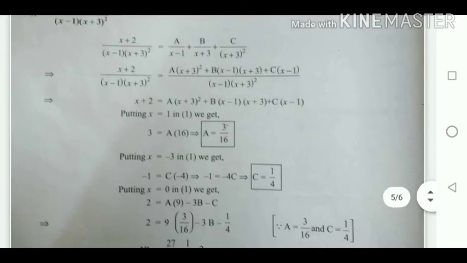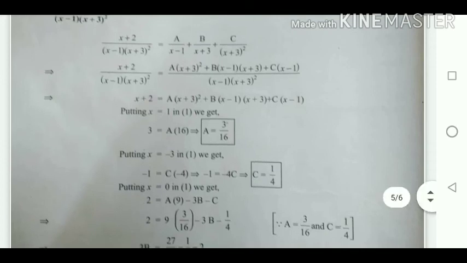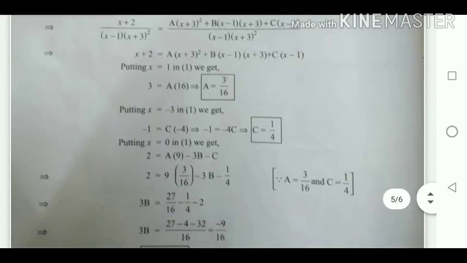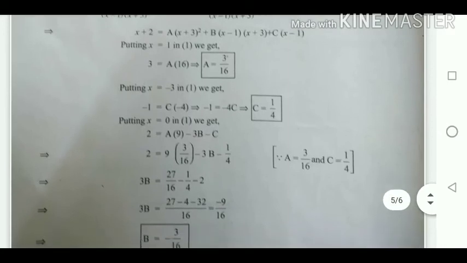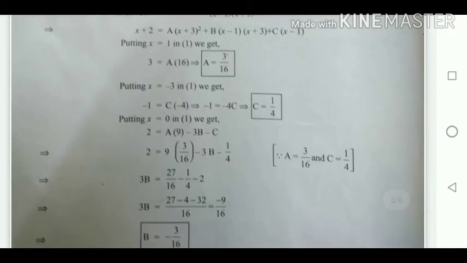Now multiply by these factors on both sides, that is, multiply by x minus 1, x plus 3 and x plus 3 whole square. We are getting x plus 2 equal to A into (x + 3) whole square plus B into (x - 1)(x + 3) plus C into (x - 1).